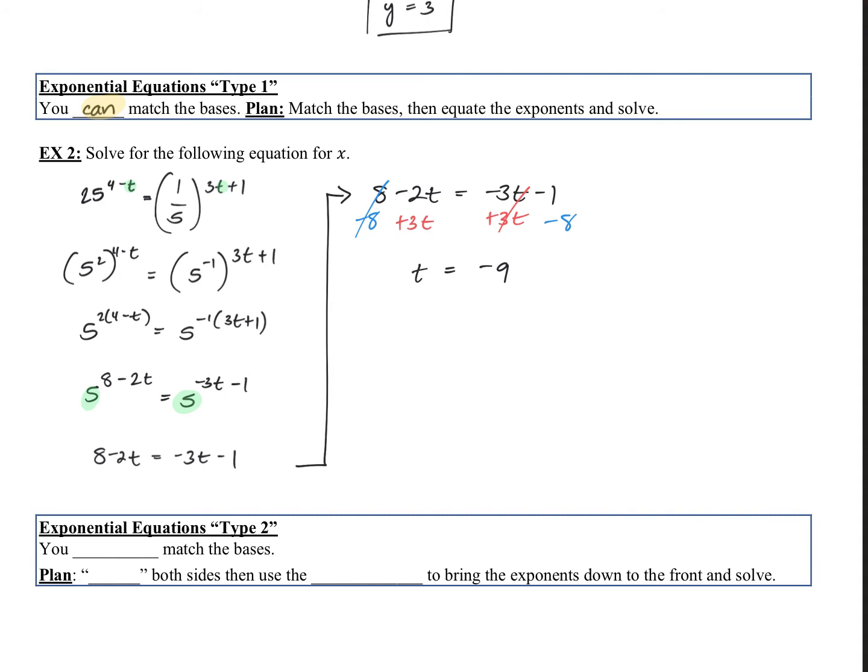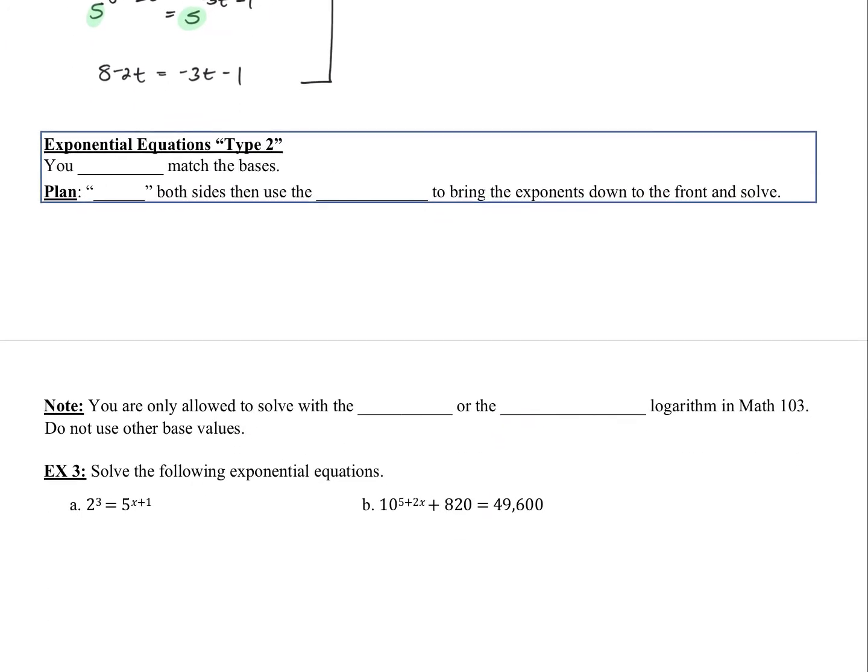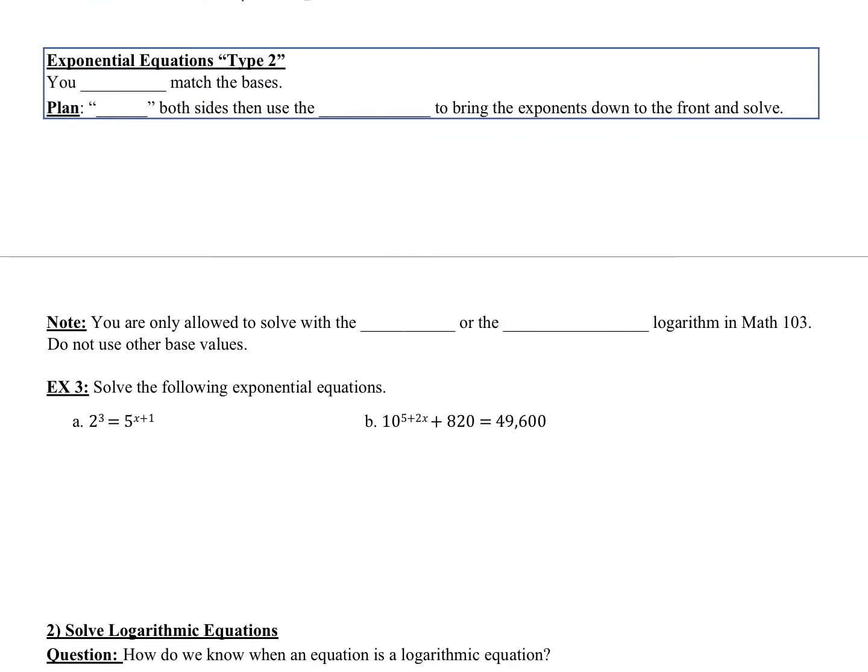Alrighty, that's our answer. T equals -9. Now for exponential equations, we do not need to check our answers. Let's take a look at exponential equations type 2.